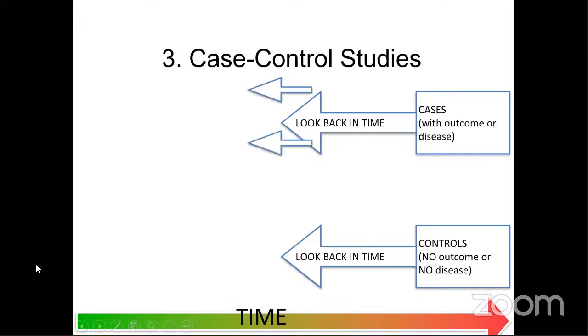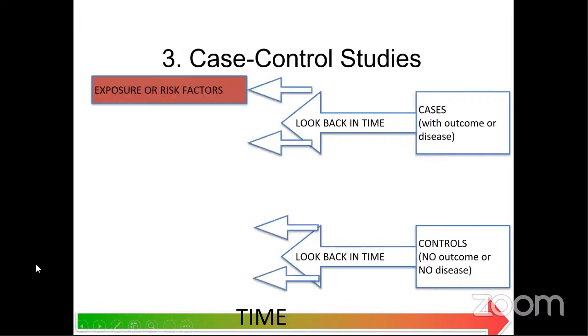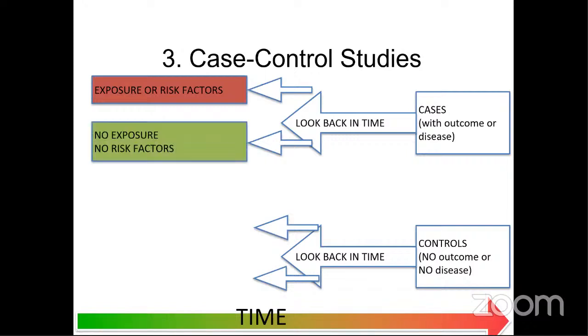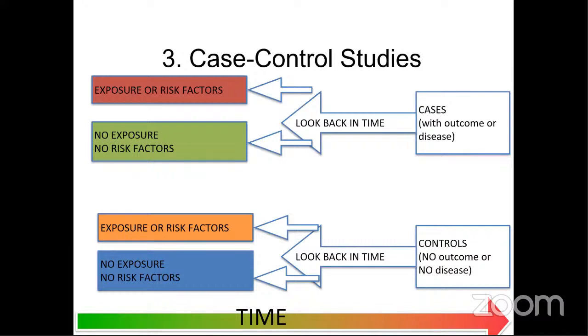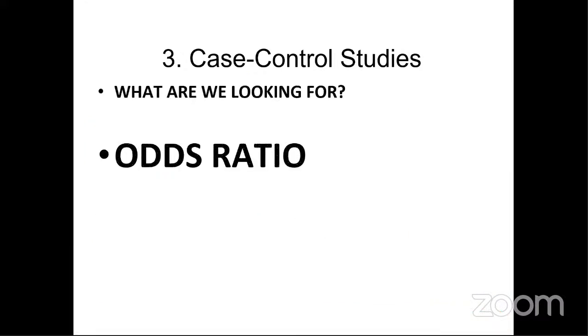Okay. So what does it tell you? Did they have exposure or risk factors? No exposure or no risk factors? So in a cohort study, what we are looking for would be your relative risk. In case control studies, we are looking for the odds ratio.